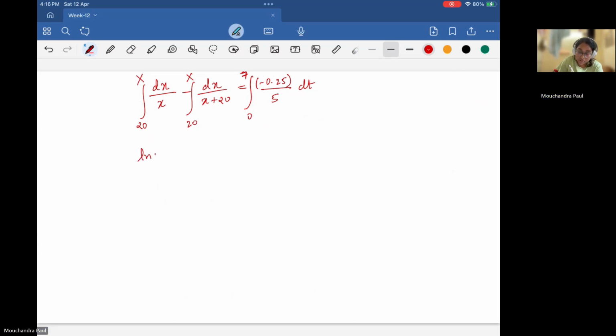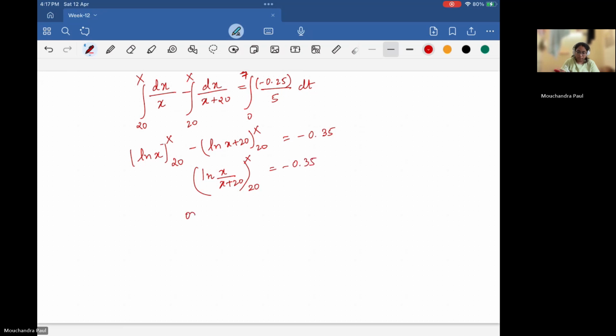Similarly, ln x minus ln x plus 20. This will come out to be minus 0.05 into 7, that is 0.35. Let's improvise this.